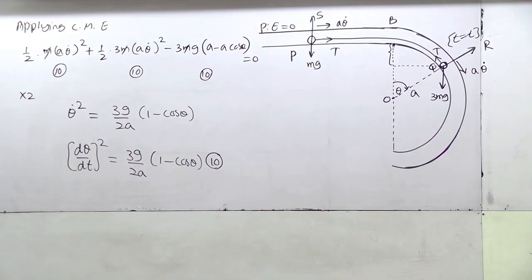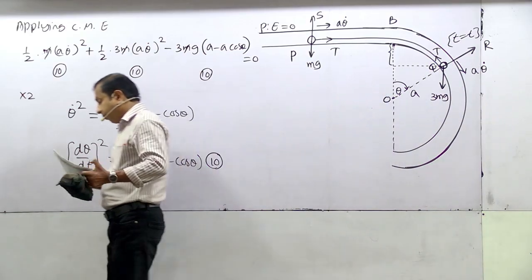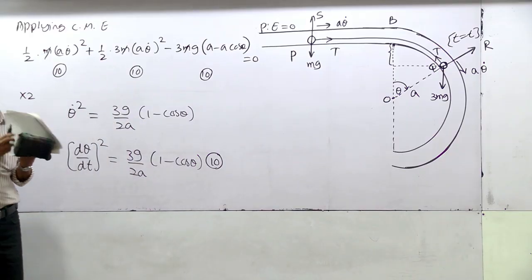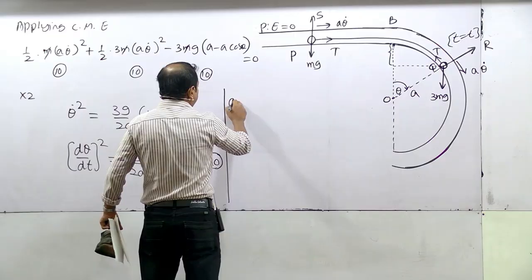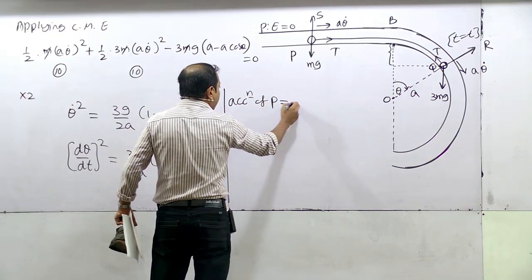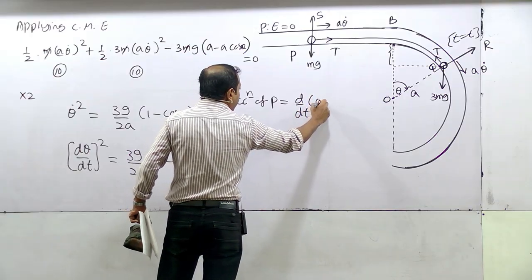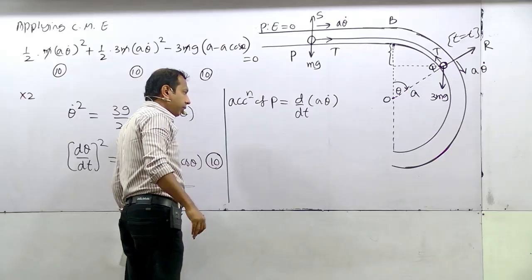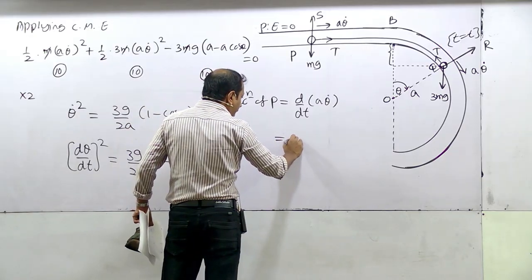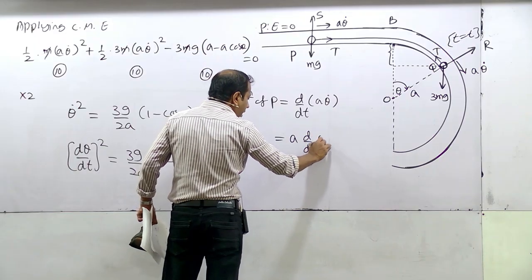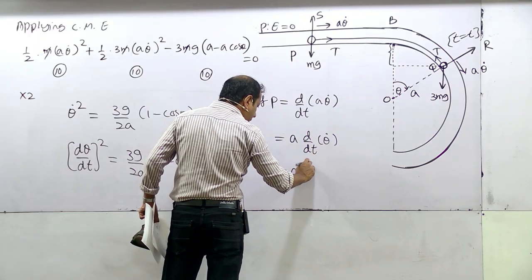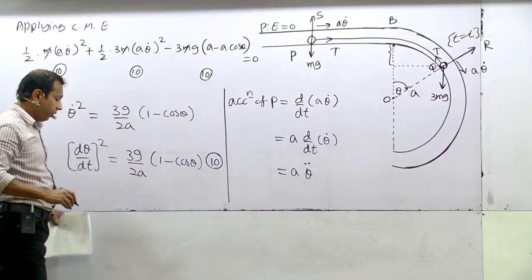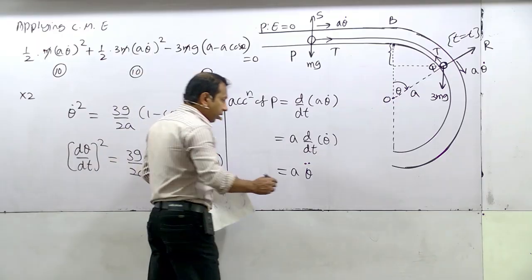Can you otherwise show the acceleration of the particle P? Acceleration of the particle P. Acceleration means first derivative of the velocity, no? Acceleration of P is equal to d over dt of velocity a theta dot. This is nothing but a d over dt of theta dot. A d over dt theta dot means theta double dot. We need a theta double dot as the acceleration of P. Getting these 5 marks.